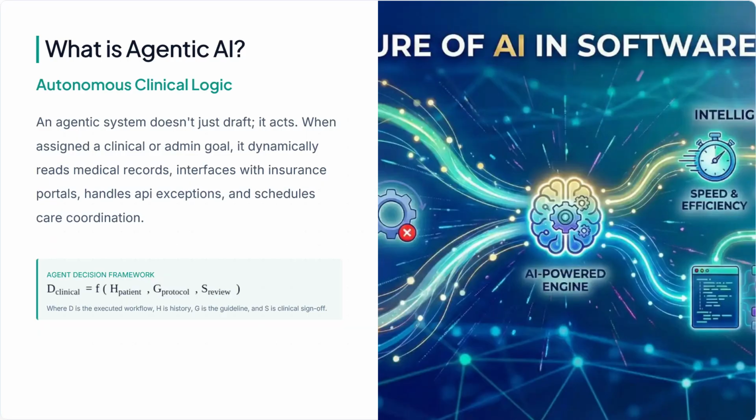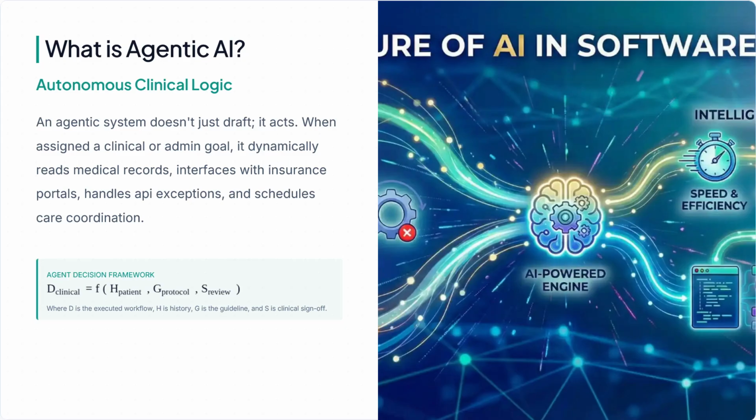So what is agentic AI? Like I already mentioned, just to repeat, agentic AI doesn't just draft and give you information, it acts on it, right? So you can assign a clinical or an administrative goal. It reads the medical records, it interfaces with insurance portals, and it can handle API exceptions and all that technical stuff. You don't need to know that. Just know that it does all the activities by itself, right?